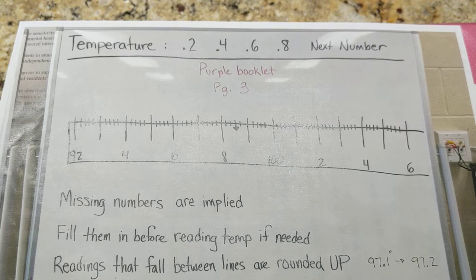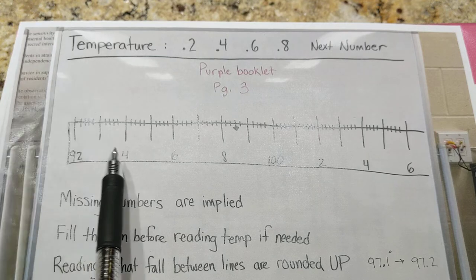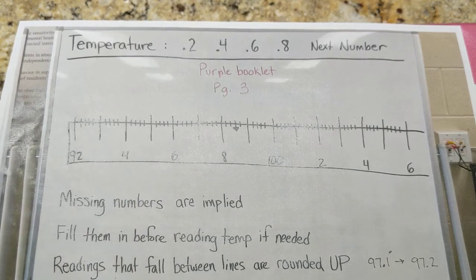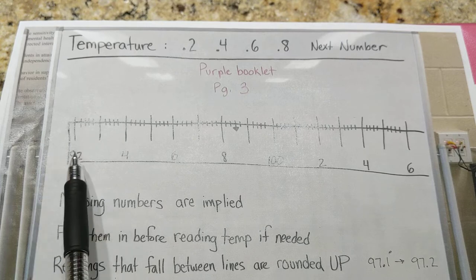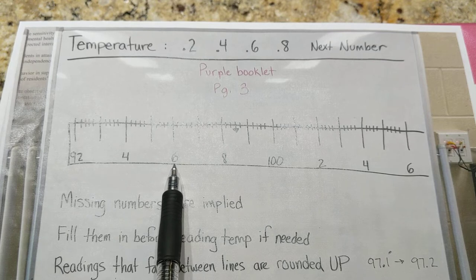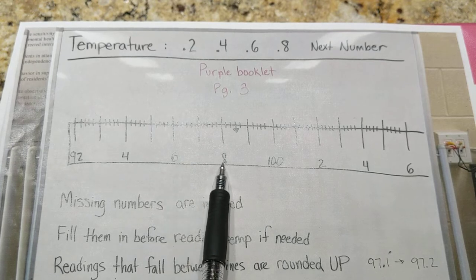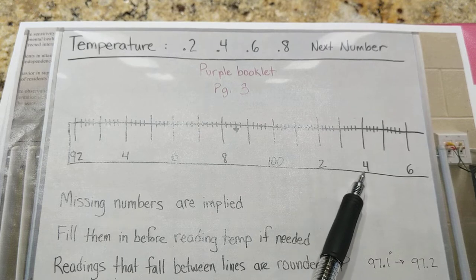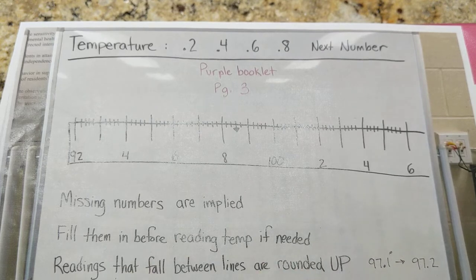You can see that there are some missing numbers. So here we have 92, and then we've got 4. So this is actually 94. There's just not enough room to put all of those numbers. So we've got 92, and here's 94, 96, 98, 100, 102, 104, and 106.